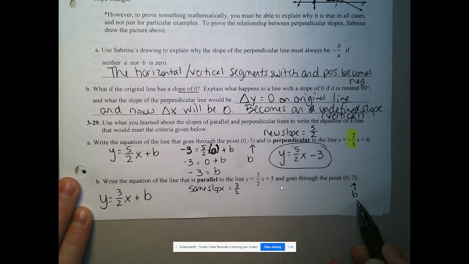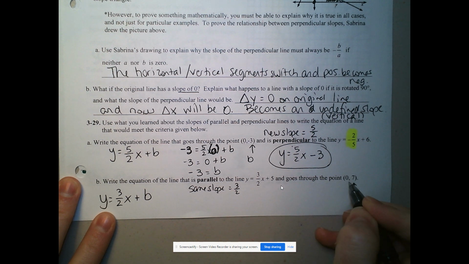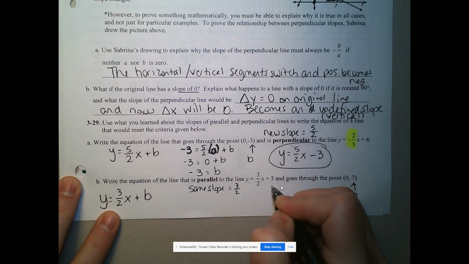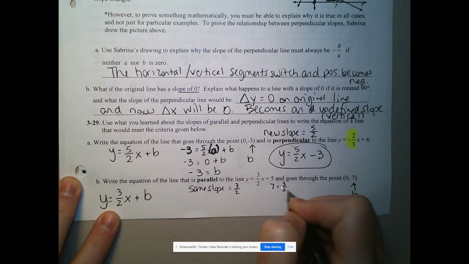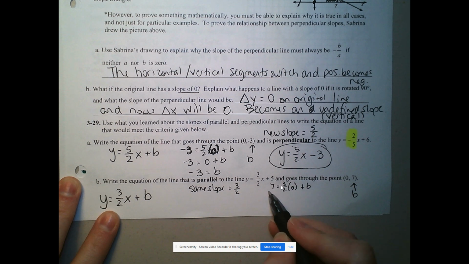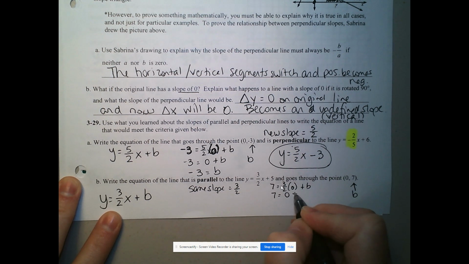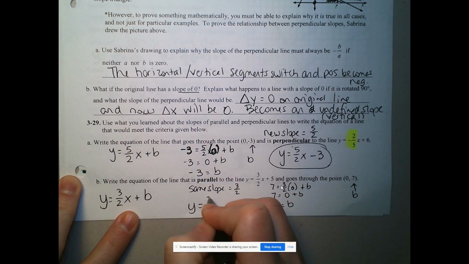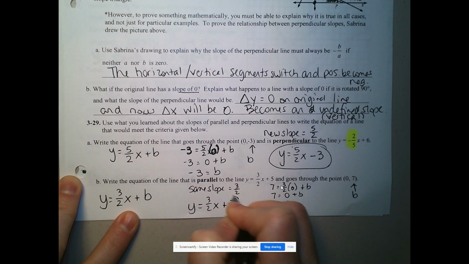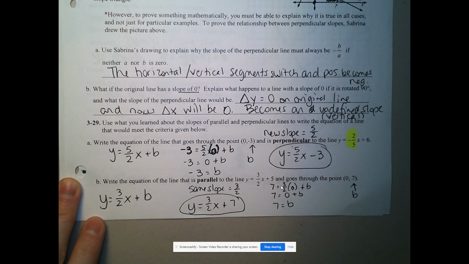Now, guys, we know it's 7. Just bear with me for a moment. y is 7, x is 0. So you would do 7 equals 3/2 times 0 plus b. That's my x, 0, and my y, 7. 7 equals 0 plus b. If you take away 0 from both sides, you get that 7 is the intercept. So you'd say y equals 3/2 x plus 7. And that's because you will not always be given the y-intercept.